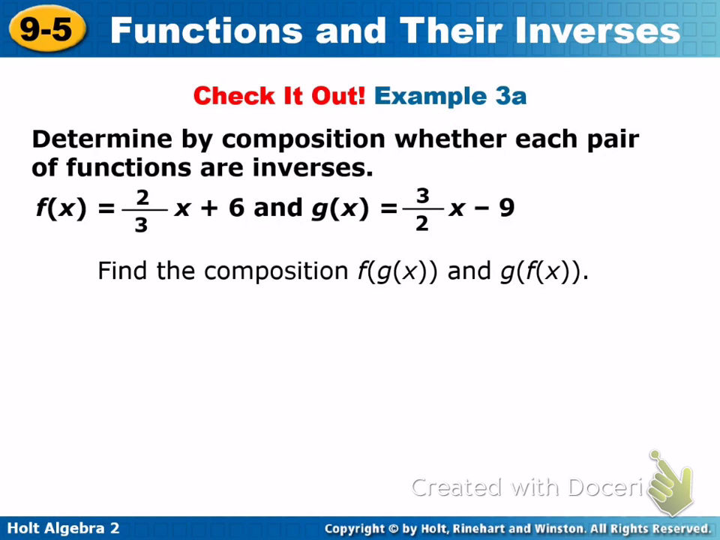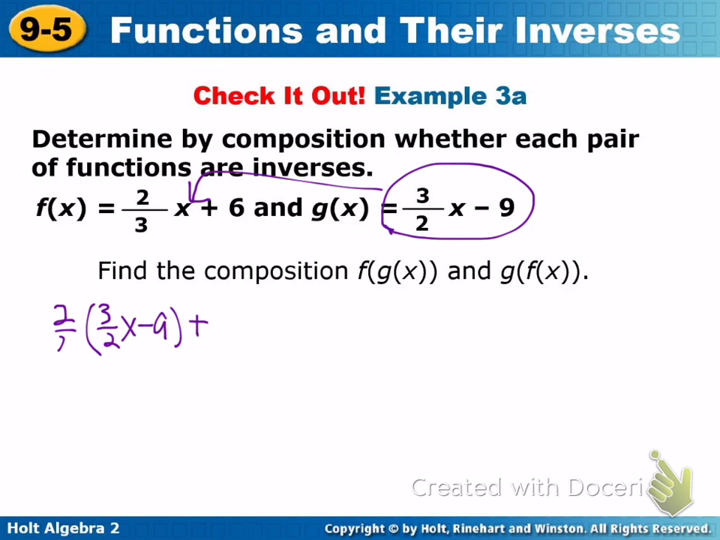So the first one we're going to do is f of g of x. I'm going to take the g of x and put that into f. So that would be 2/3 times, and put all that in, 3/2 x minus 9, and then plus the 6. All right, so the 2/3 times the 3/2. 2/3 and 3/2 are reciprocals of each other. You multiply those together and you get 1. So that's going to be your 1x.